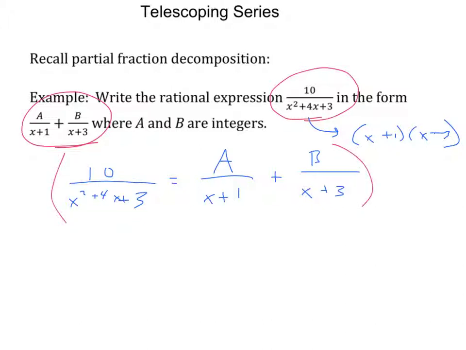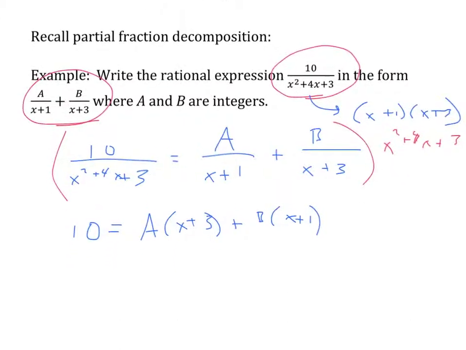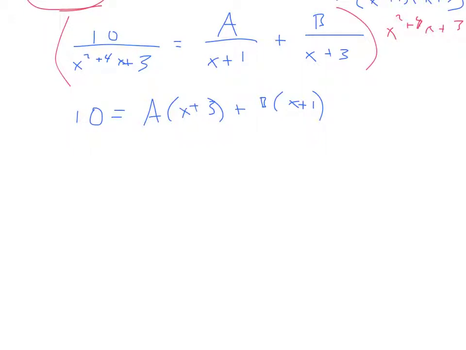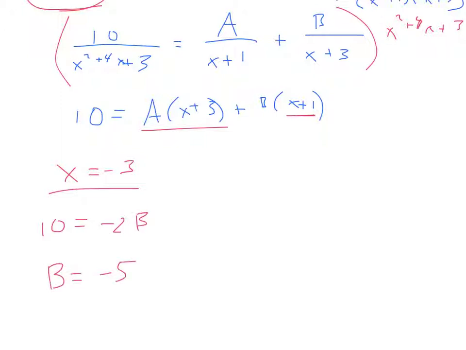Next, we multiply the entire problem, both sides, through by x squared plus 4x plus 3. When I do that, the left side becomes 10, the right side becomes a times x plus 3 plus b times x plus 1. Then our next step was making a convenient substitution. First I'll let x be negative 3. When x is negative 3, this first part turns into 0, and I get 10 equals negative 2b. Basically that means b has to be negative 5.